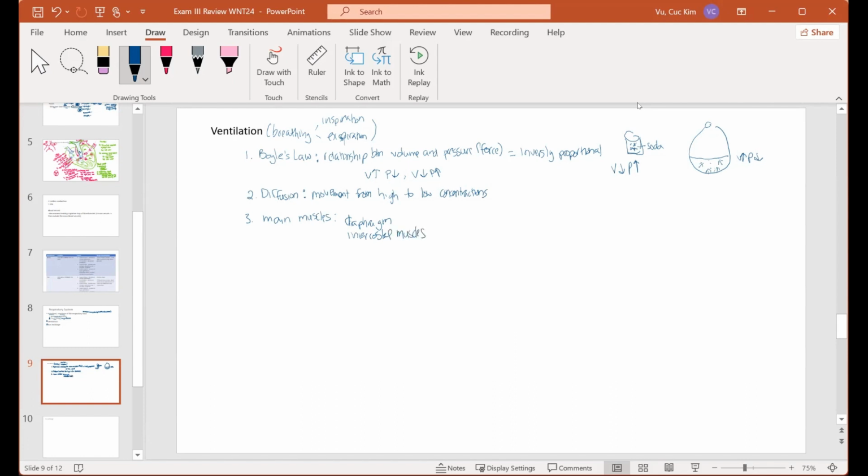Okay, so these are the two main muscles in breathing, the diaphragm and the intercostal muscles. The intercostal muscles are the ones in between your ribs, hence intercostal. Intercostal muscles, and then your diaphragm. All right. So knowing this, you can draw this.